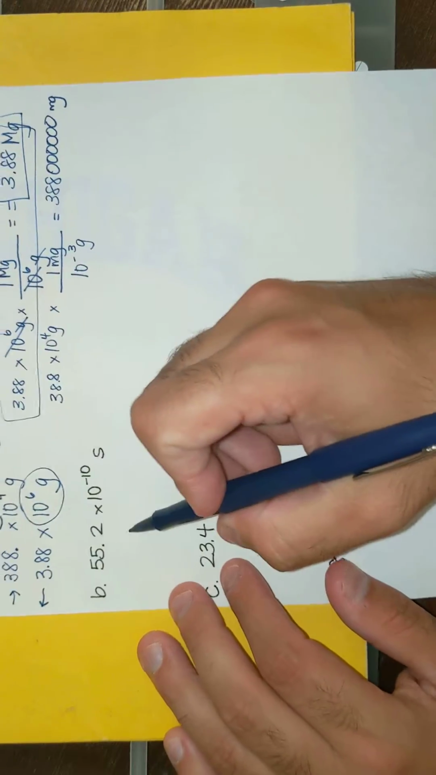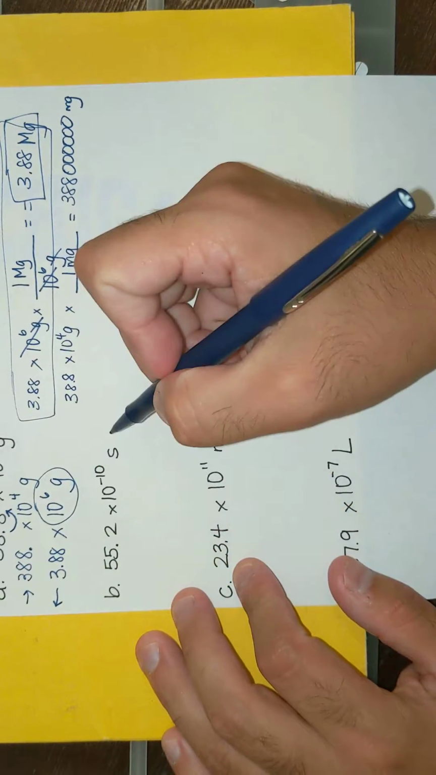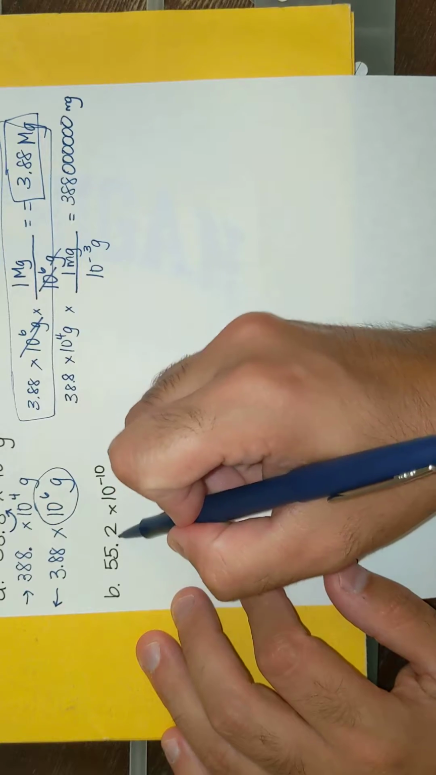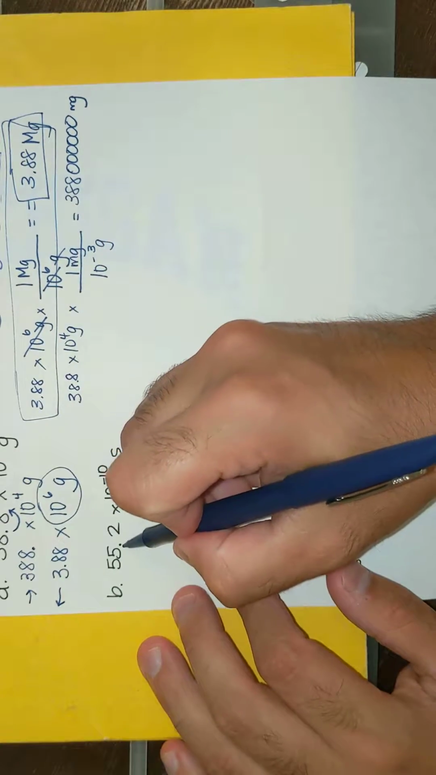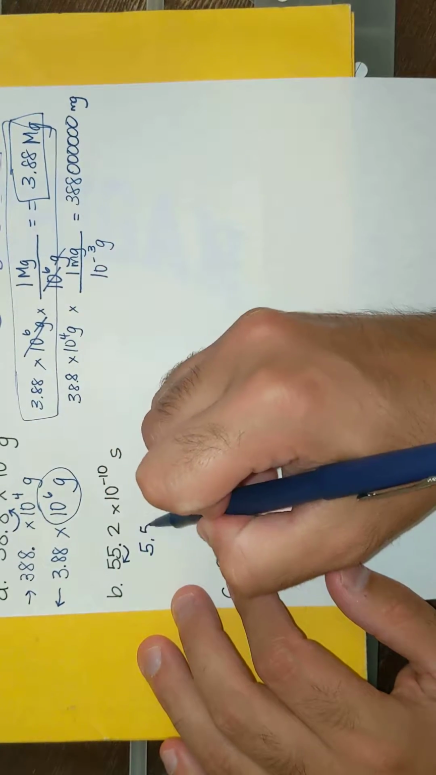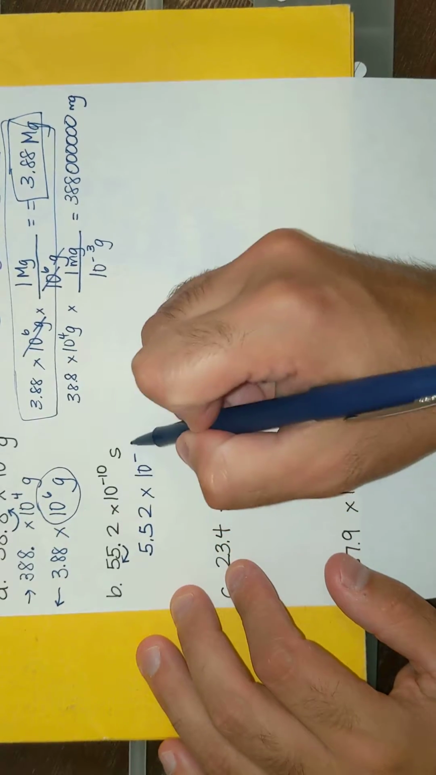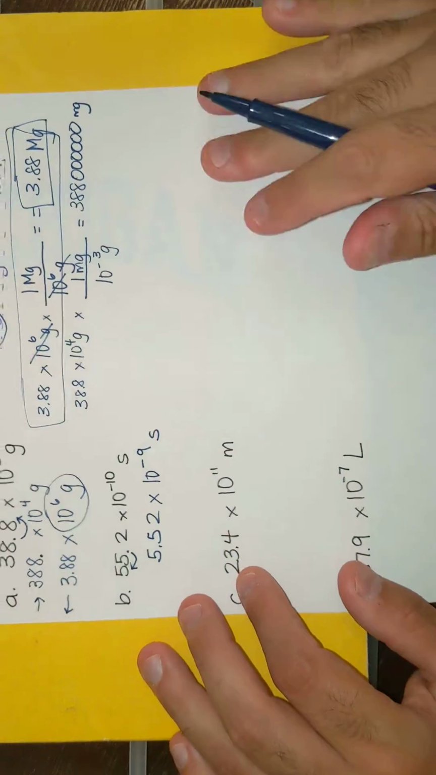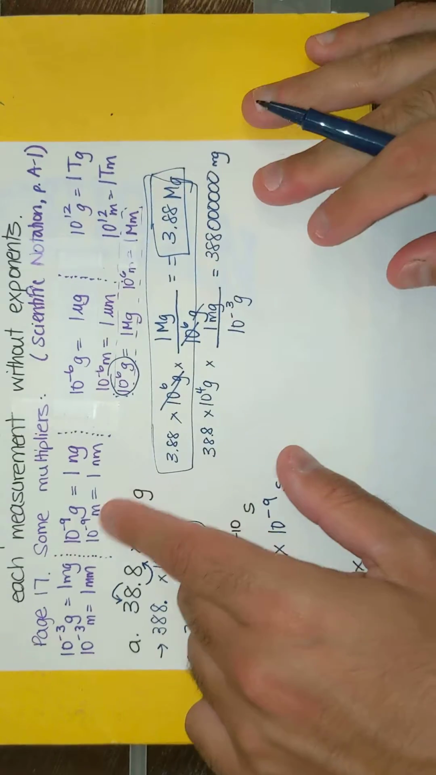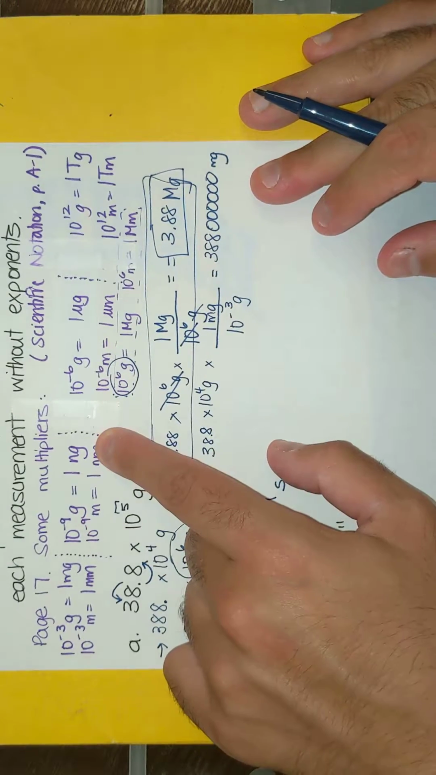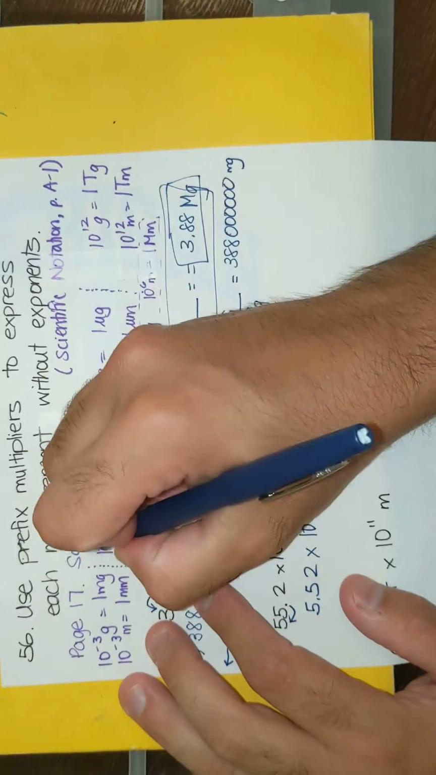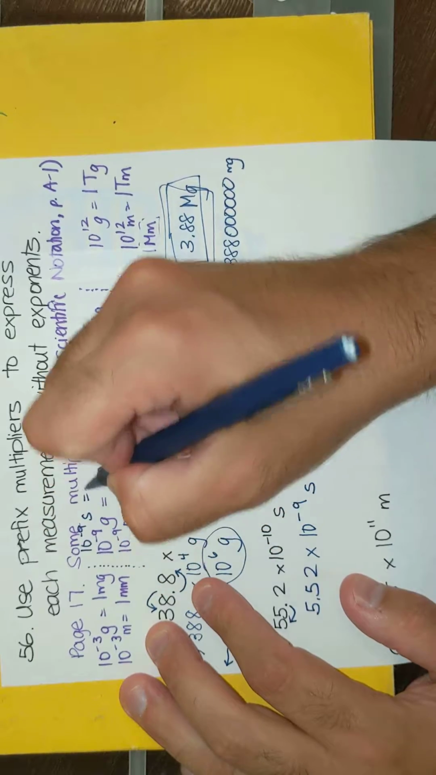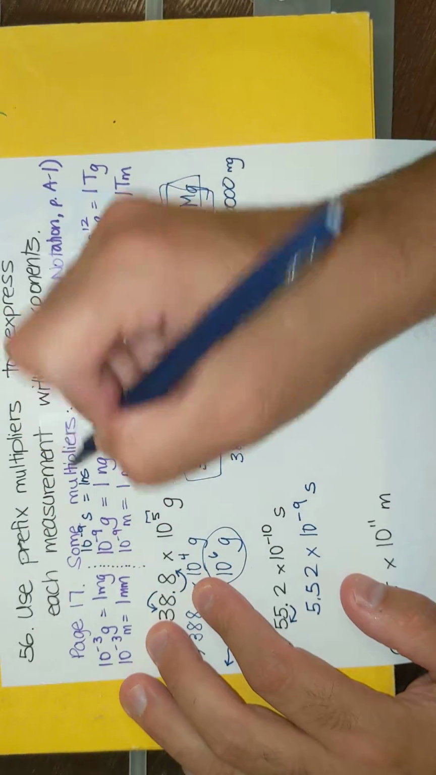Let's look at a different one. I'll do 55.2 times 10 to the minus 10th. I will move the decimal to the left one, right? If I do that, I get 5.52 times 10 to the minus 9th second. I already wrote something over here. 10 to the minus 9th gram is equal to 1 nanogram. I could also say 10 to the minus 9th second is equal to 1 nanosecond.